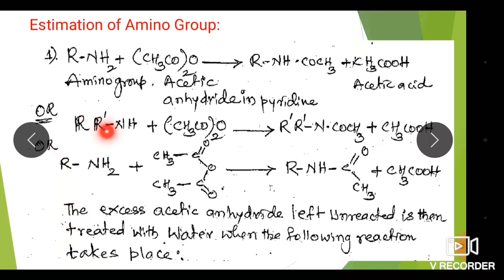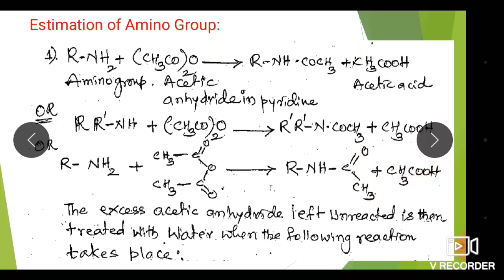Or we can write this RNH2, which reacts with acetic anhydride, that is CH3 C=O O C=O CH3, in the presence of pyridine. We get the amide, that is RNH C=O CH3, and acetic acid is the side product.